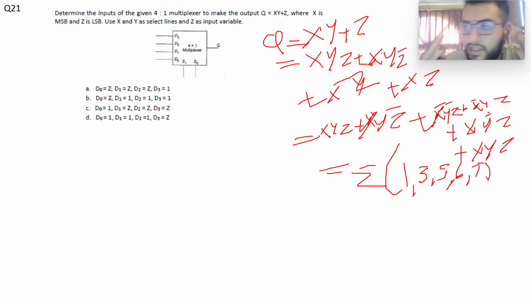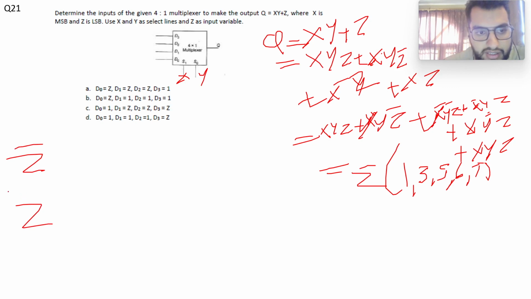So here we need to implement a three variable system using a 4:1 mux. So two inputs will go as my select lines and one will go to the input of the mux. The question says x and y are your MSB, so x is your MSB and z is your LSB. X and y are select lines and z, that is the LSB, is your input line. So this is x and y, and now I need to figure out for z. So this is z bar and this is z.